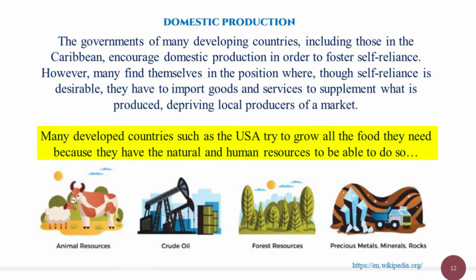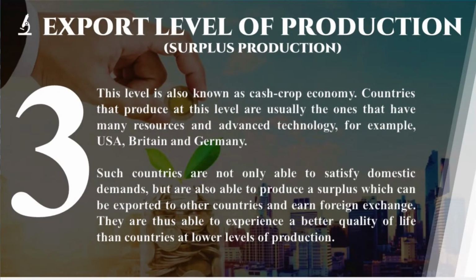Many developed countries, such as the USA, try to grow all the food they need because they have the natural and human resources to be able to do so. The export level of production, also known as surplus production. This level is also known as cash crop economy. Countries that produce at this level are usually the ones that have many resources and advanced technology. For example, the USA, Britain, Germany, just to name a few.